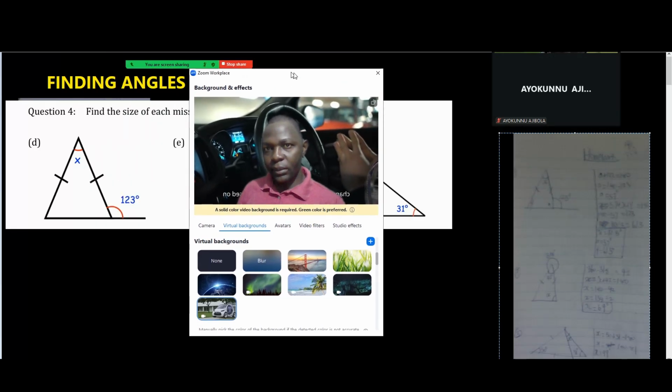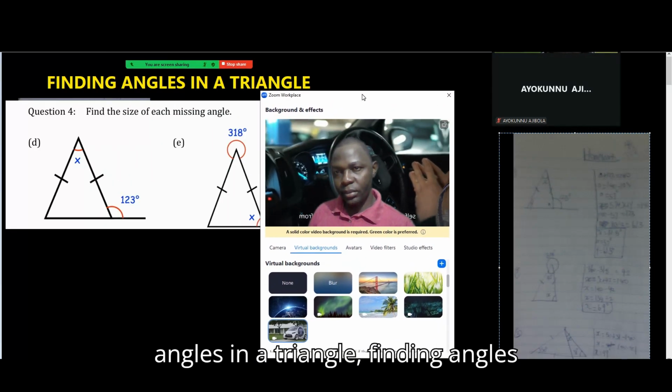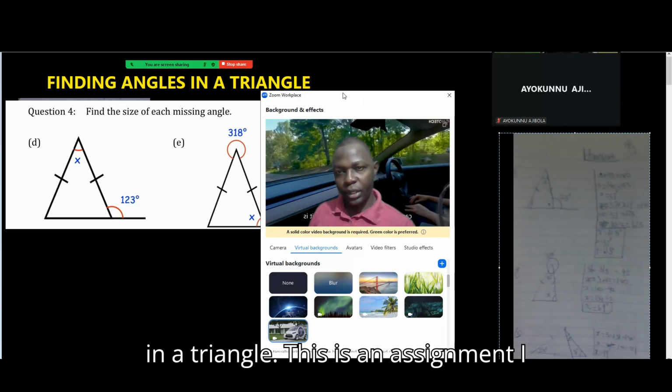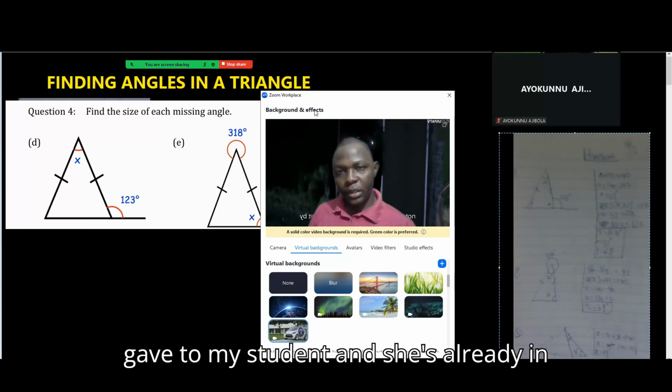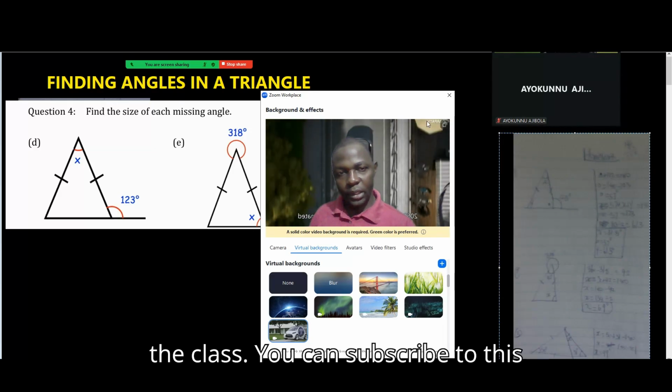Today, we want to look at angles in a triangle, finding angles in a triangle. This is an assignment I gave to my student, and she's already in the class.